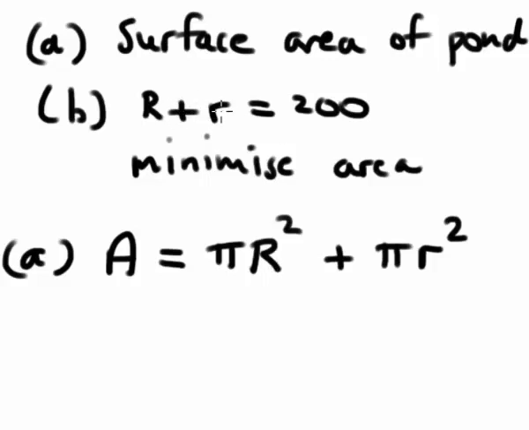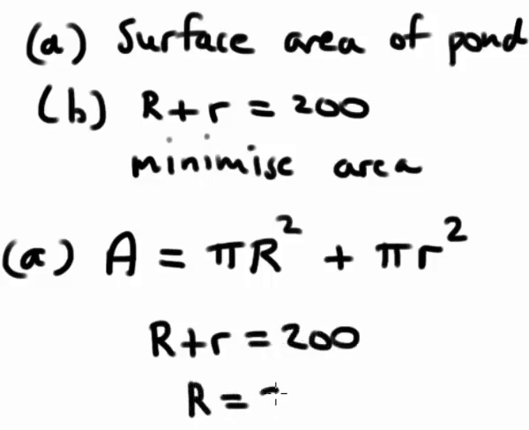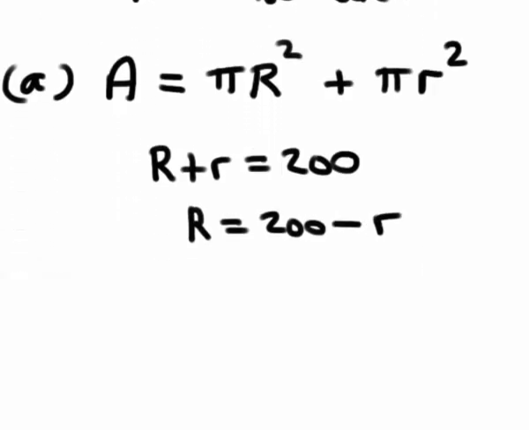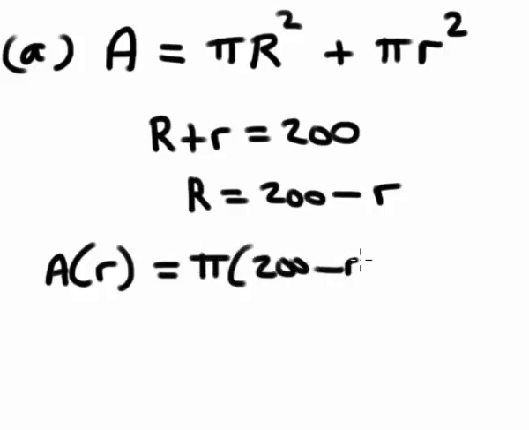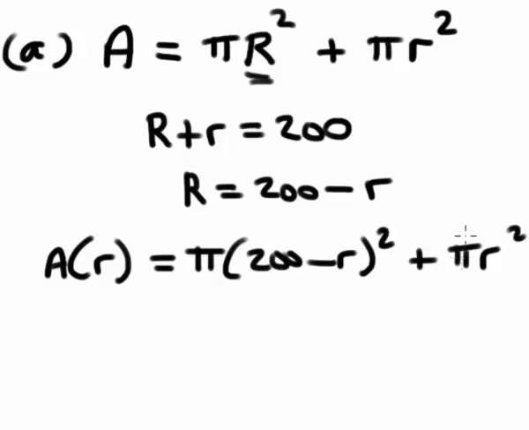Now what do you know about what you've got here? You've got big R plus little r is fixed at 200. So big R would be fixed at 200 minus r. Now all you need to do is go into this. So you can say A in terms of little r would be pi times (200 minus r) squared. You replace the big R by this, and then the little pi r squared stays. Now we've got the surface area in terms of little r.